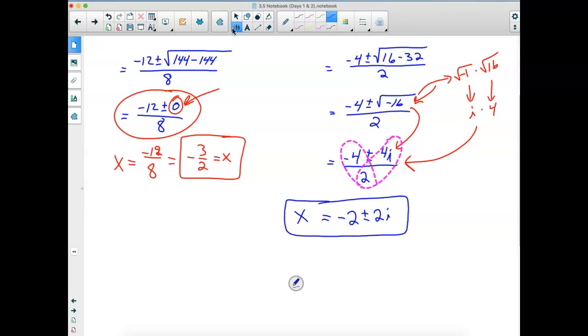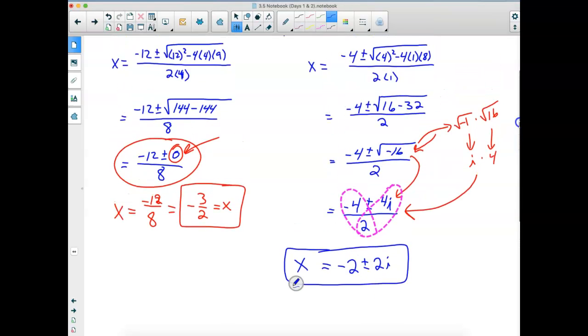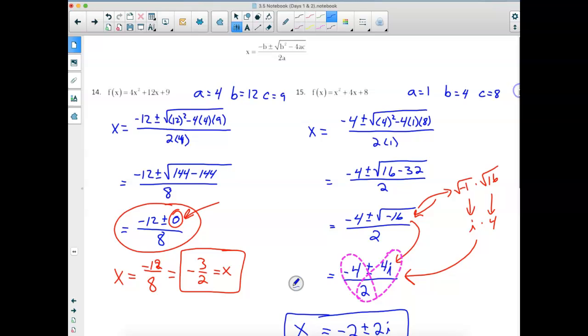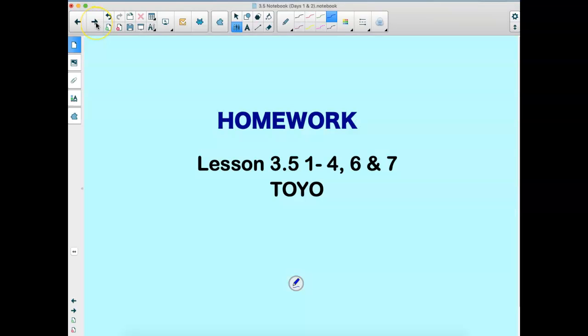Now, you should be able to track all the work. I showed every last step through this whole thing on every example I did. So the rest of your day, you should go to your try it on your own 3.5, do numbers 1 through 4, 6 and 7, and we will finish the rest tomorrow after I finish this note packet. Have a good rest of your day.